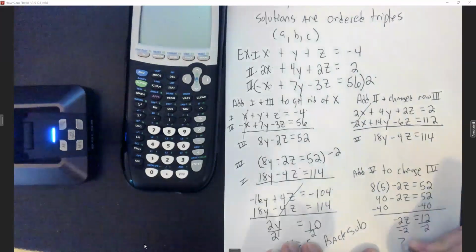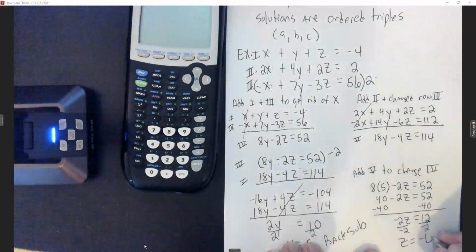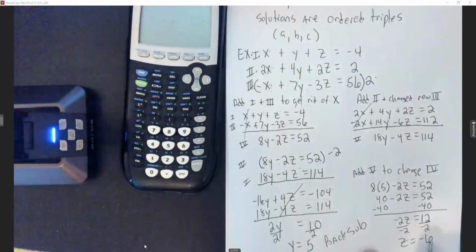So that I know my z is going to equal, what's that going to be? A -12 divided by 2, -6. So I now know y is 5, z is -6. So I'm going to let y'all catch that up real quick.